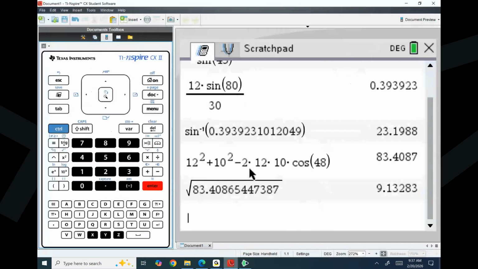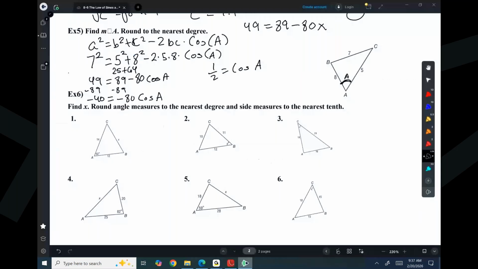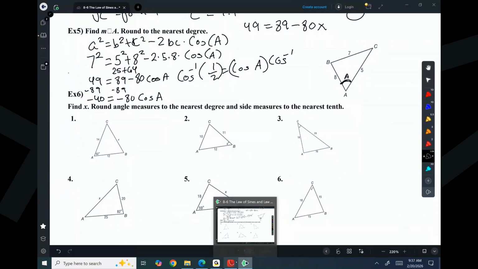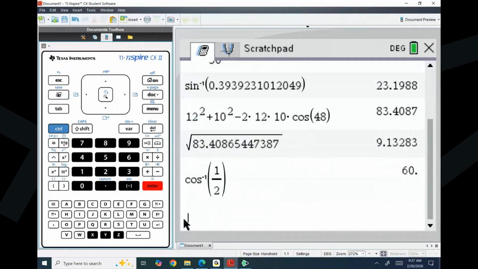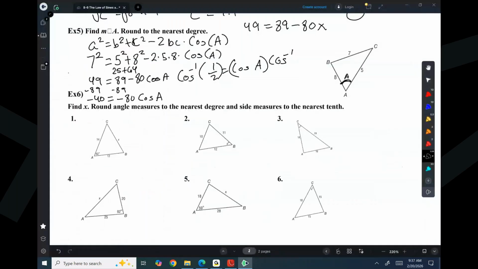All right, so how do we solve this? Yeah, divide both sides by cos. No, well, I mean inverse cos. Inverse cosine of both sides, right? Yeah. All right, so what do we get? Inverse cosine of 1/2, right? Which is 60, what we said, right? So A is 60 degrees.